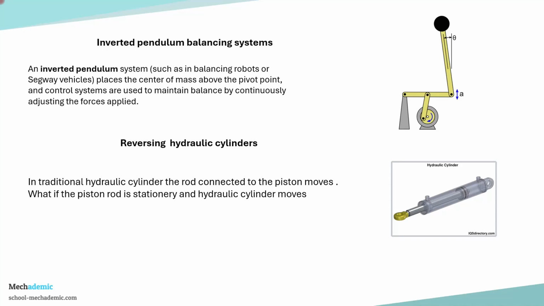Another simple example of inversion in action is reversing hydraulic cylinders. In traditional hydraulic cylinders, we consider the outer cylinder to be fixed, stationary, and the inside rod and piston to move. But what if we move the cylinder, whereas we make the piston and rod stationary? This is again a concept of inversion being applied.